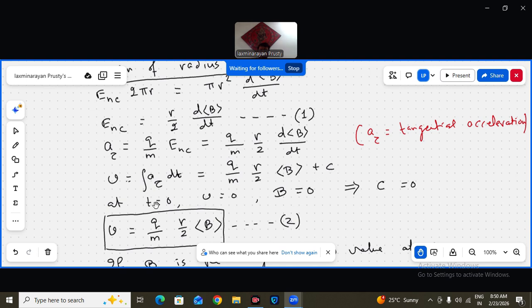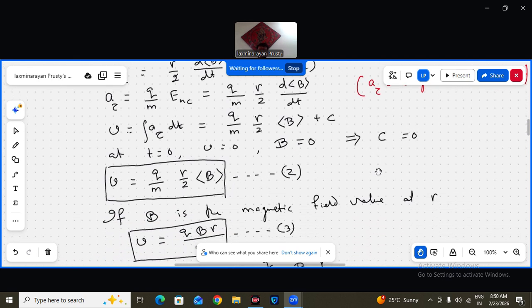But the initial condition is, at t equal to 0, v equal to v0, so C must be 0. So v is equal to this. So this is Q by m times r by 2 times B average. Right.